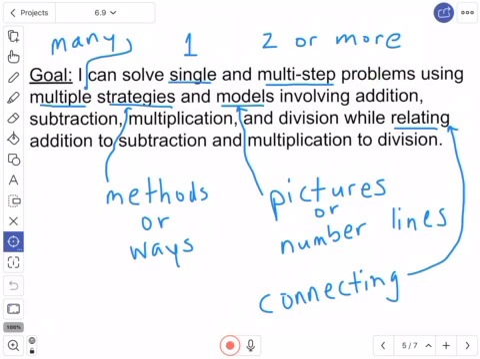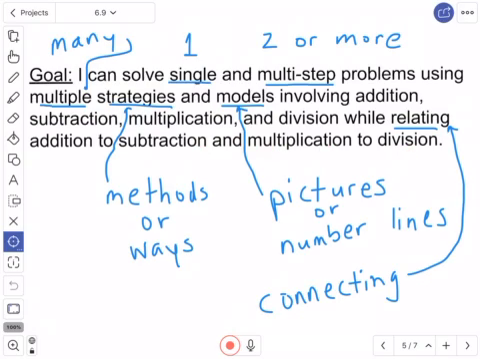Problems. We're going to be solving a lot of word problems, and just to let you know, we are doing multi-step problems. But the big end-of-the-unit goal is to be able to do single-step and multi-step. Really focusing on multi-step today, using multiple strategies. Multiple means many, strategies meaning methods or ways, and models, like pictures, number lines, math mountains, whatever it's going to be, involving addition, subtraction, multiplication, and division. So we're really solving multi-step word problems using lots of different ways and strategies, while also relating or connecting addition to subtraction and multiplication to division.